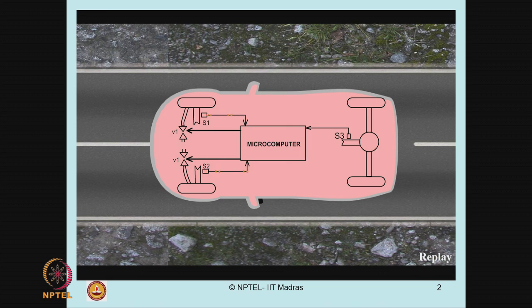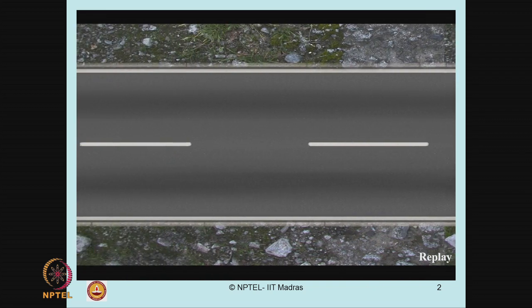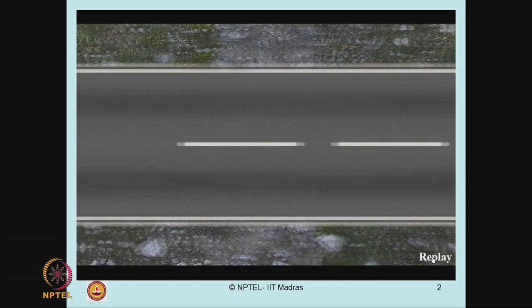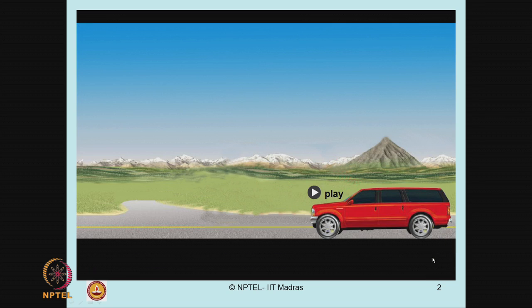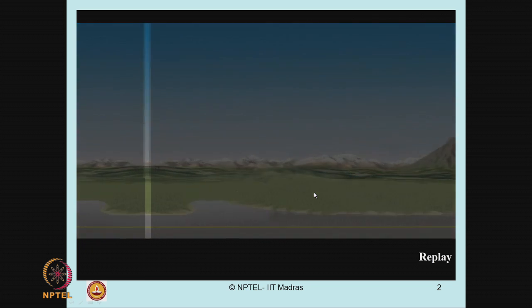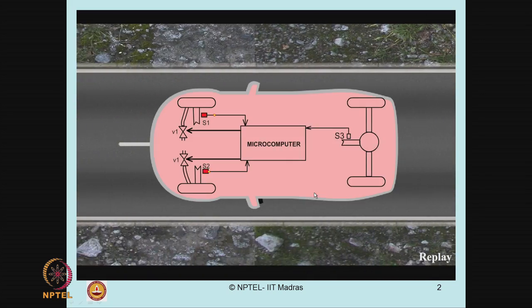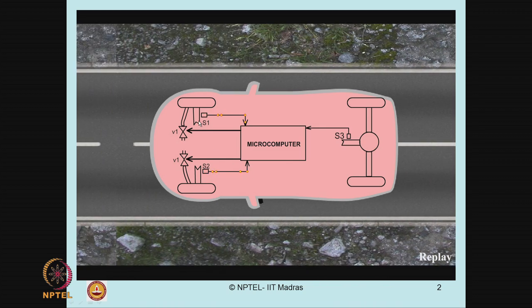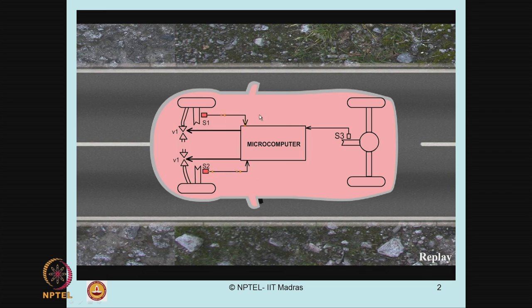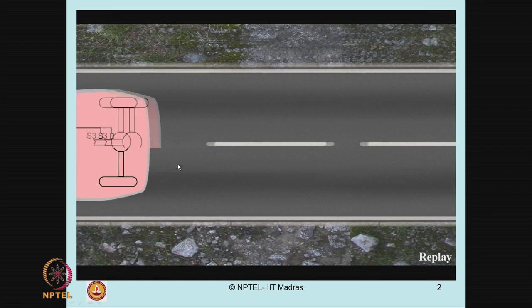Watch this video. This video has 2 valves of a passenger car, which will be used to control the speed of the car in case of any unforeseen emergency. The 2 valves will have sensors S1, S2 connected to the microcomputer. They should open or close the valve as required.